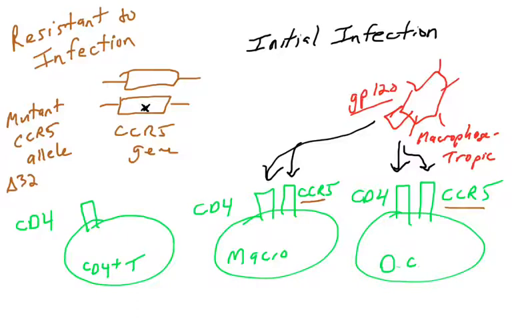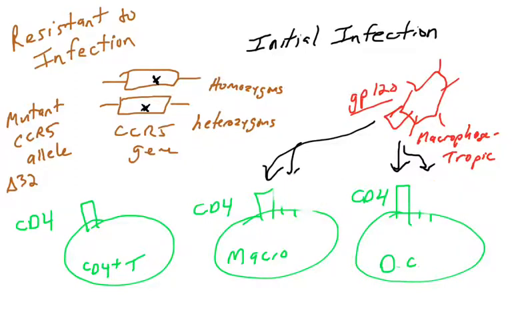So some individuals who inherit this mutant allele will make defective protein. It won't go to the cell surface. You could be heterozygous for this allele, or you could be homozygous for this allele. Individuals who are homozygous for this delta 32 allele basically don't make the CCR5 protein, and their immune systems seem to be fairly normal. The bonus that they get is that they are resistant to infection by the macrophage tropic virus.